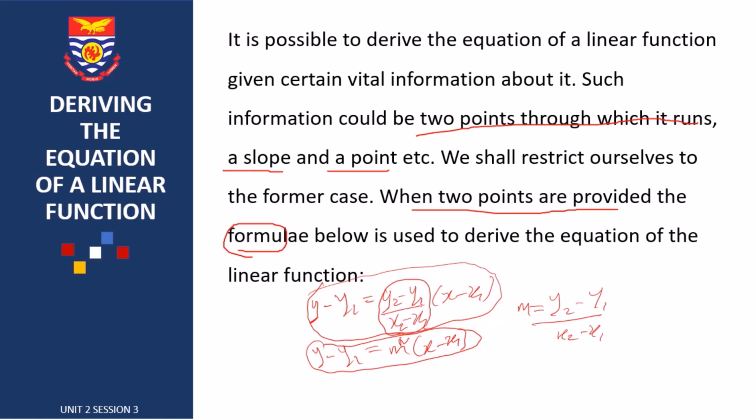Now we'll try and solve some questions to understand this. Let's assume we want to find the equation of a straight line that passes through the points (5, minus 6) and (3, minus 2). How do we find it? This will relate to x1, this will be y1, this will be x2, and this will be y2.